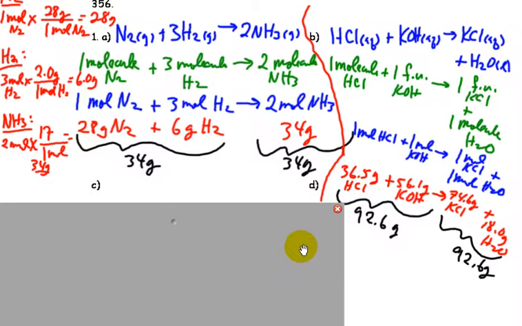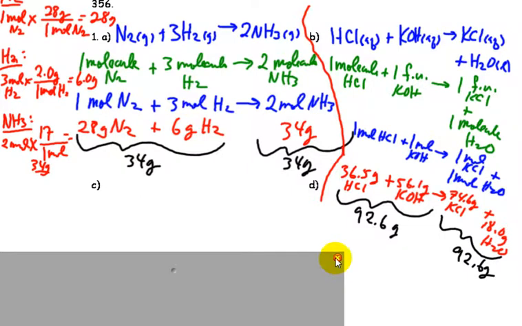If we look at this side, hydrochloric acid, 1 hydrogen plus 1 chloride, is 36.5 grams per mole. Potassium, oxygen, and hydrogen add up to be 56.1. Potassium and chloride add up to be 74.6. And water, 16 plus 2, is 18 grams. And look at that, 92.6 equals 92.6.